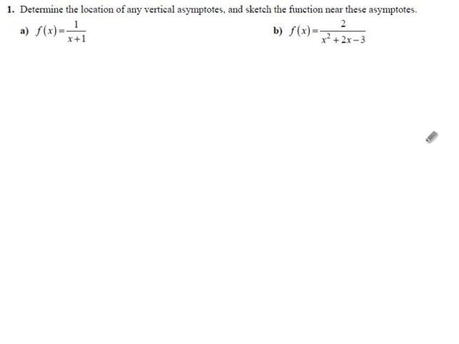Okay, so find the asymptotes and how does the function behave around the asymptotes. This one never equals 0 and it's undefined at -1. We'll get a division by 0 at -1. So let's see what this function does in the neighborhood of -1.